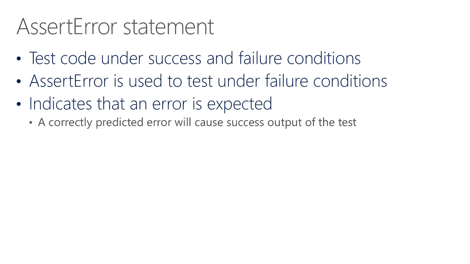The assert error statement is important because if you predict a certain error and that error actually happens, that is a successful test. So there is code in there, that test code under success and failure conditions. You can use the assert error command to test under failure condition. And so it indicates that an error is expected, and a correctly predicted error will cause success output of the test. So you can program a test to make sure that the system properly errors out under certain conditions.